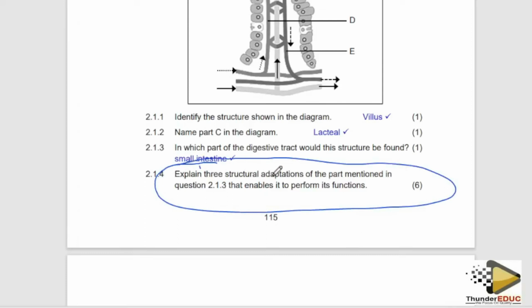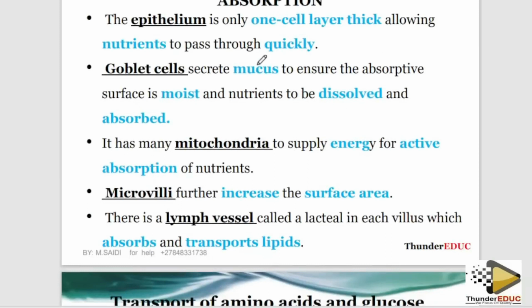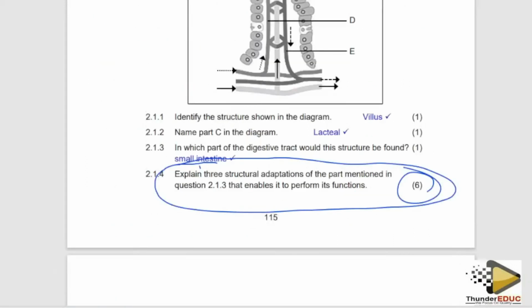Explain 3 structural adaptations mentioned in the question. 6 marks. 3 points, 6 marks. We give a tick there, a tick here, a tick there. You see, 3 points, 6 marks. Don't go to the paper without knowing.